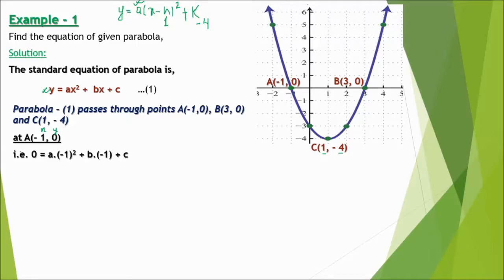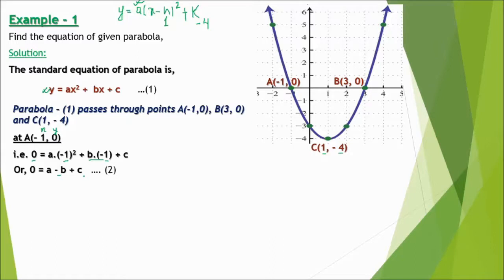Now here y is 0 and these are the values of x. Let's simplify further. It will be 0, and now minus 1 square is 1, so we can write only a, and here it will be minus b plus c. This is our second equation: 0 equals a minus b plus c.